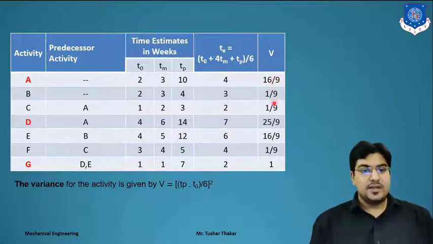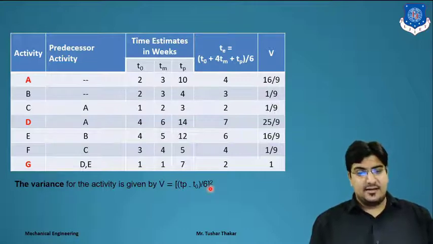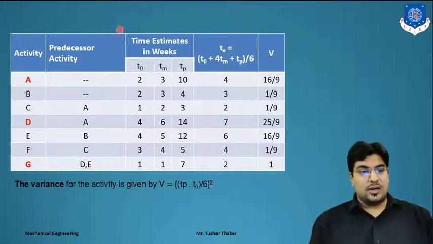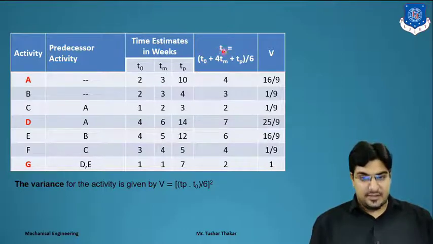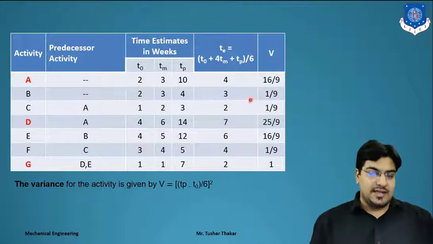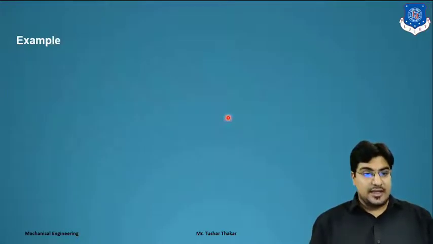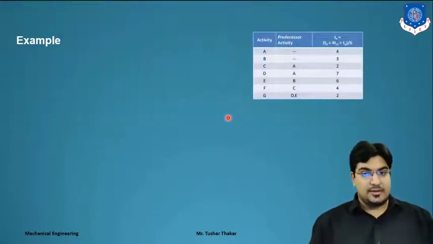Right? So similarly for all activities; for activity G, the equation is 7 minus 1, that is 6, 6 by 6 is 1, and 1 squared is equal to 1. So for all activities, first we find the TE, that is expected time, and after that we find the variance. The variance equation is TP minus TO by 6, whole square. Now according to the TE, we find the critical path also.